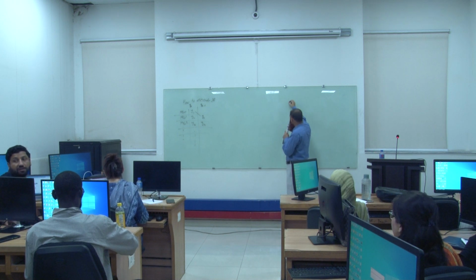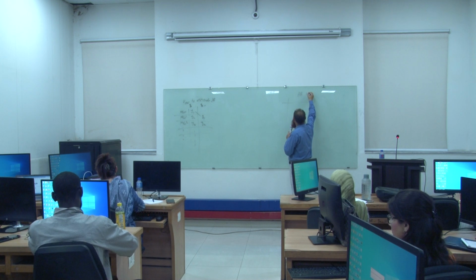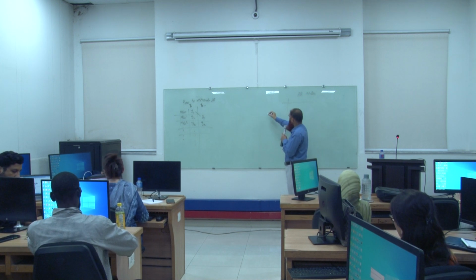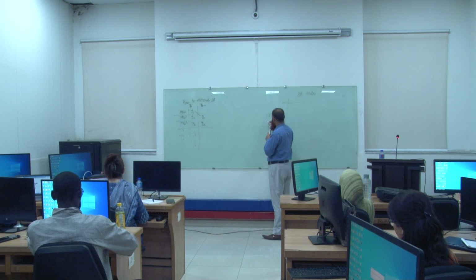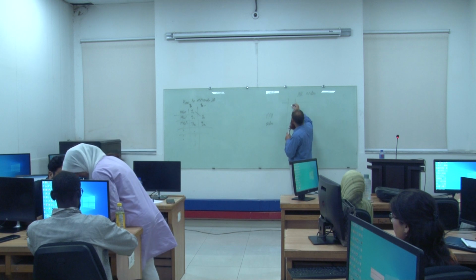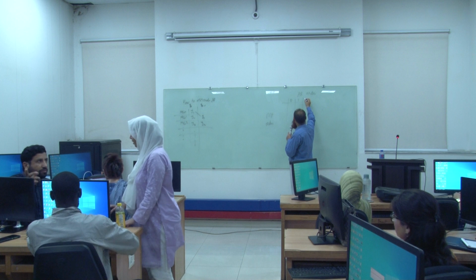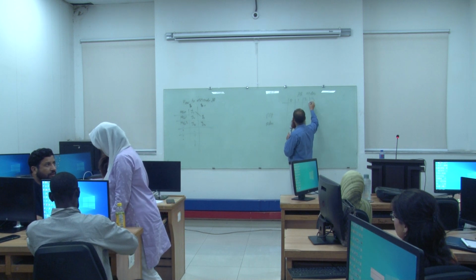Suppose you have AR orders. Here is the AR order. Here is the MA order. The AR order may start from 0, 1, 2, 3, and similar.